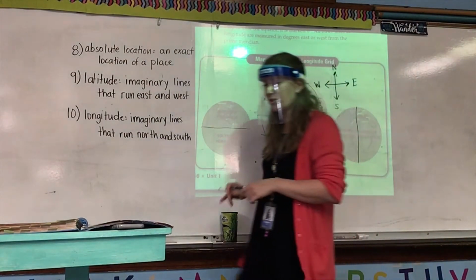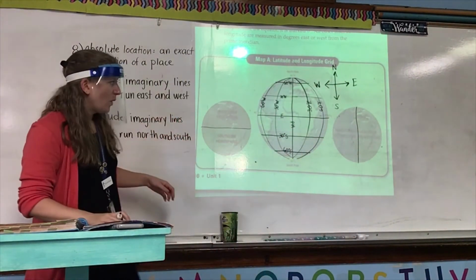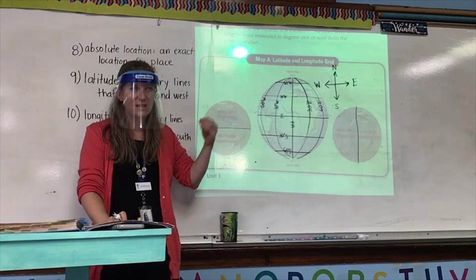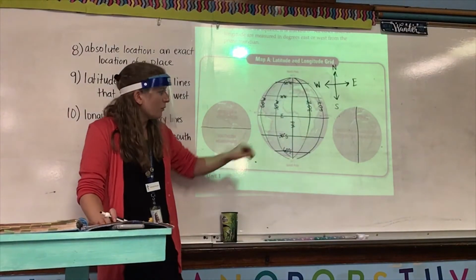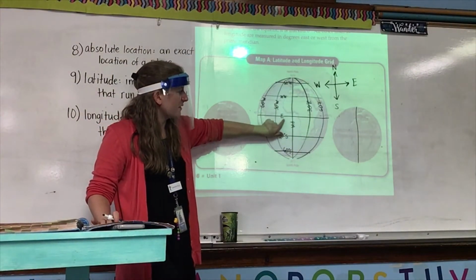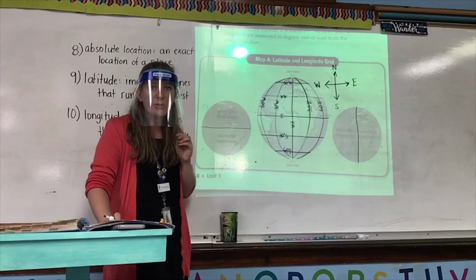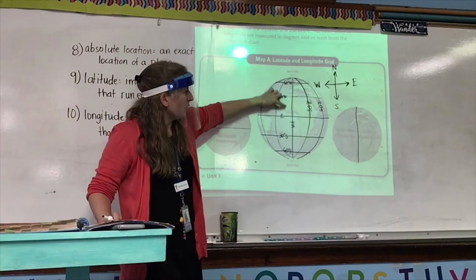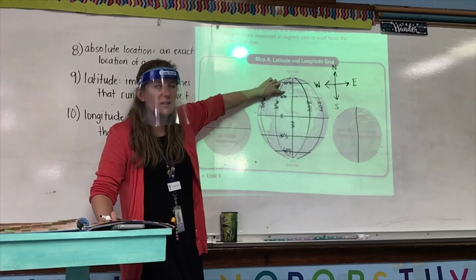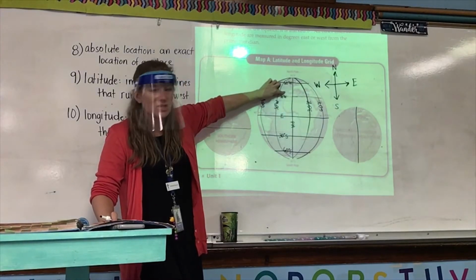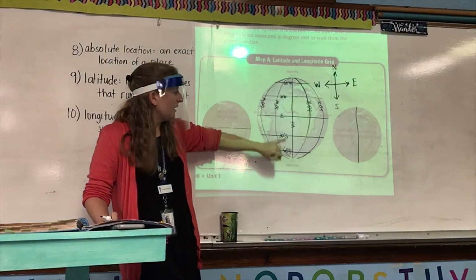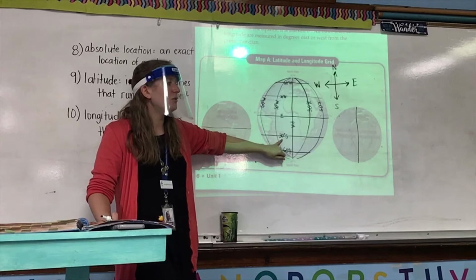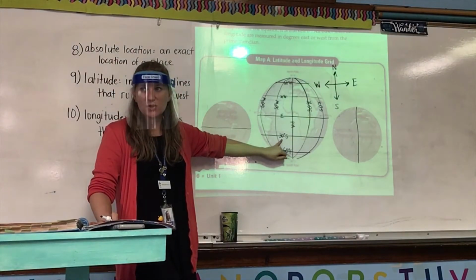So does everybody understand why they are called what they are called? Why they have that direction, why they have that number? Remember, the further away you are from either the equator or the prime meridian, the greater the number. For lines of latitude, if you are north of the equator, your direction is north. You are degrees north. If your line of latitude is below the equator, it is degrees south.